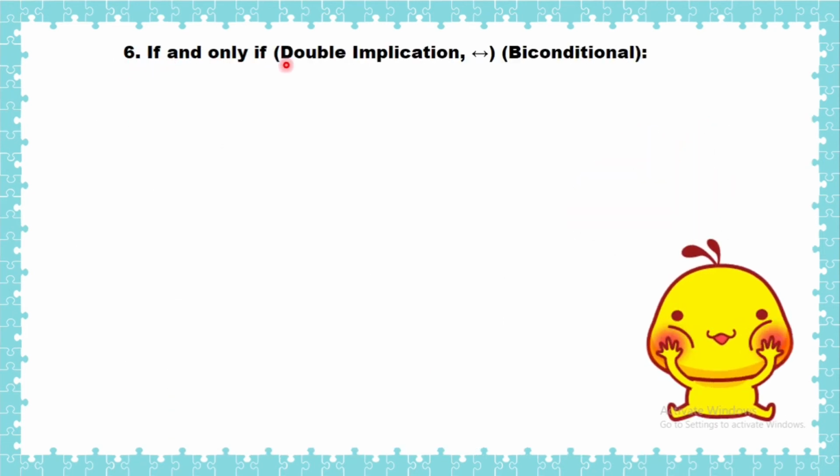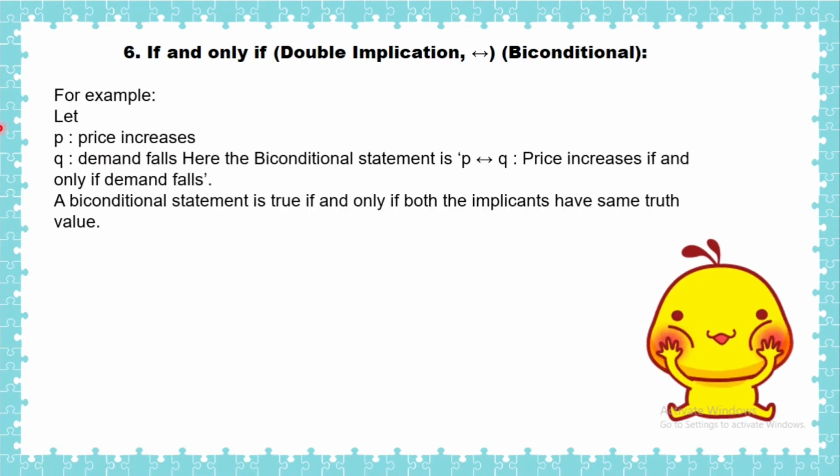If and only if, double implication or biconditional. For example, let P = price increases. Q = the demand falls. The biconditional statement is P ↔ Q: price increases if and only if the demand falls. A biconditional statement is true if and only if both the implications have the same truth value.